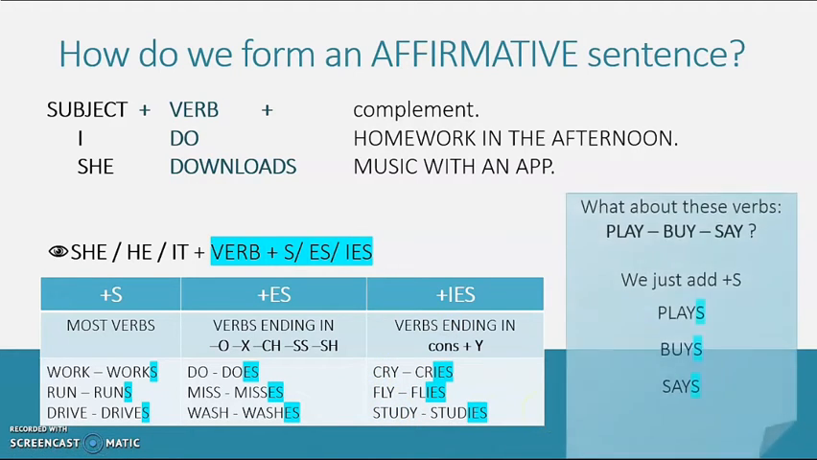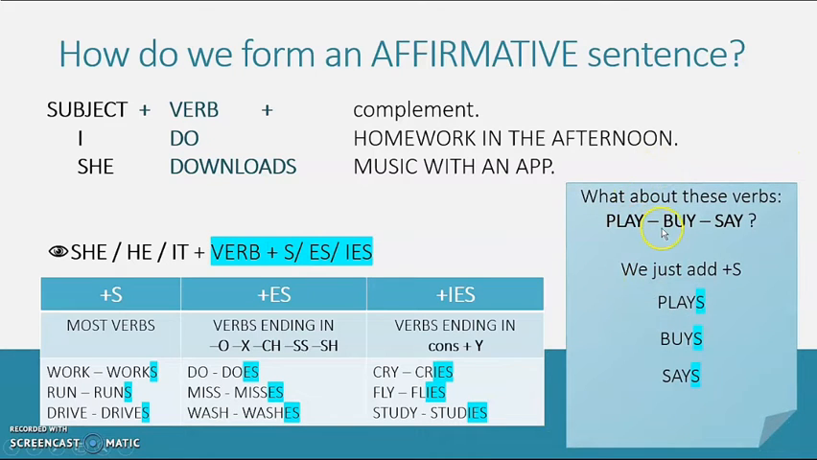What about the verbs ending in vowel plus y? This rule doesn't apply for them, so we won't change the y and put the ies. We will just add the s to those verbs. Plays, buys, and says will be the result.